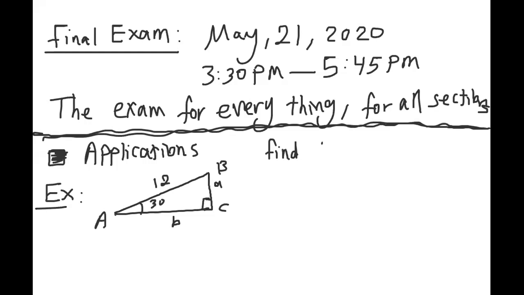Find the value for A and B. So how do we start thinking about this question? They give me the value for this angle, which is 30, and they give me the hypotenuse, which is 12. How can we find the length for B and the length for A by using trigonometric ratio functions?